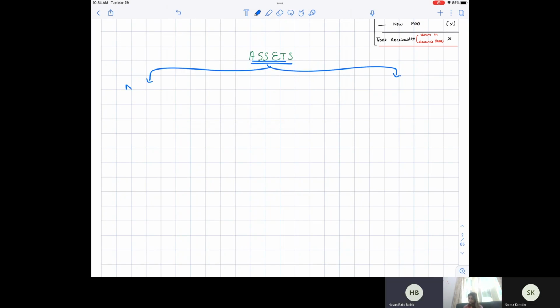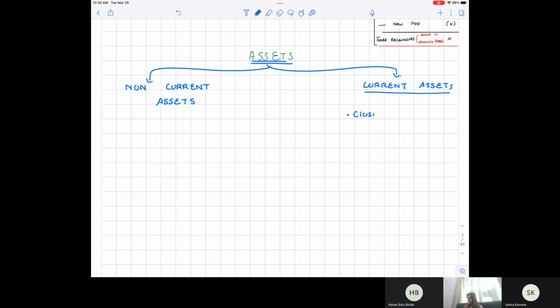Do you know the distinction between the two? Yeah, the non-current is what you hold or own for more than 1 year. Lovely. And current assets are 1 year or less. Okay. Do you know the names of the current assets? Cash, cash at bank, cash at hand.